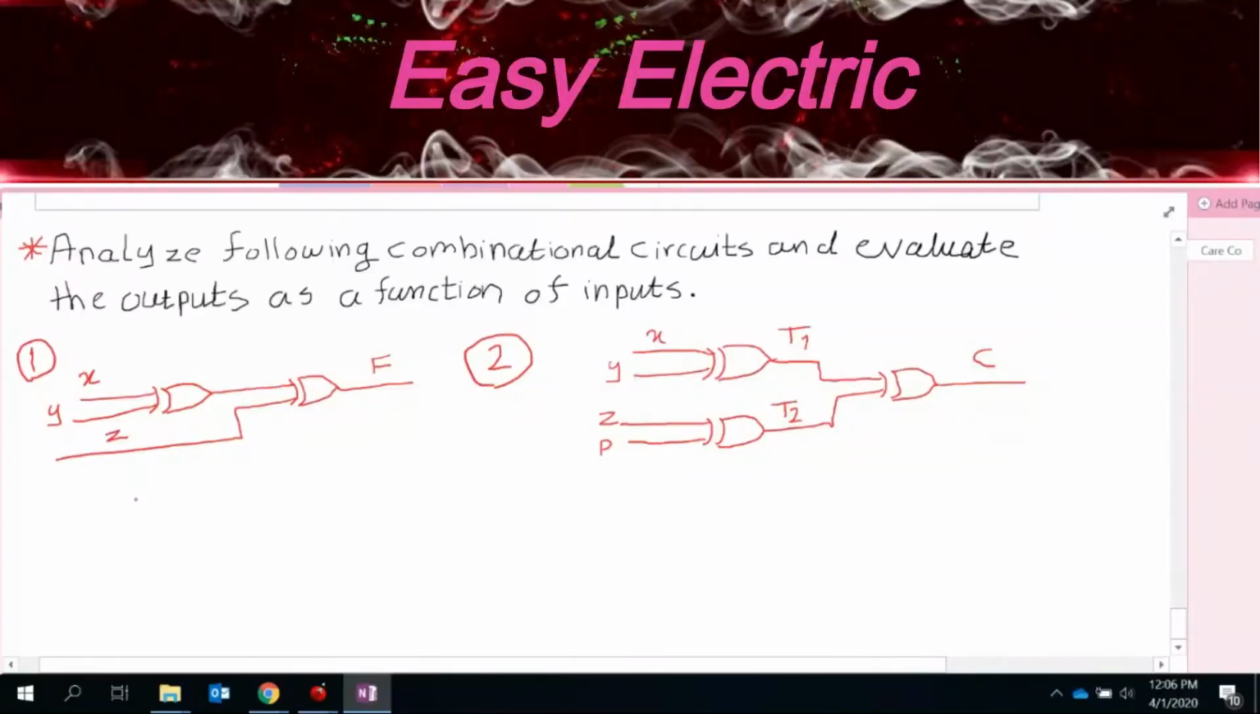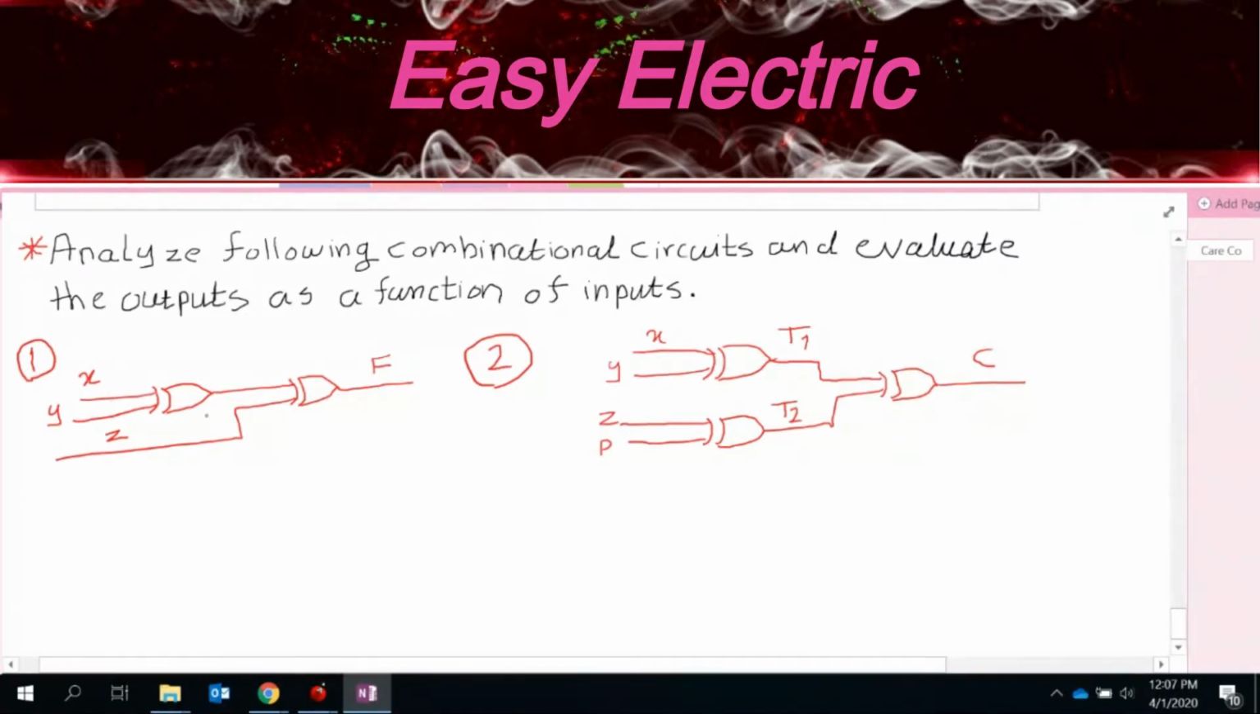As you could see on the screen, we have these two circuits. We actually work with number one, which you see here. So the question is, analyze the following combinational circuit and evaluate the output as a function of the inputs. Okay. So we follow that step.